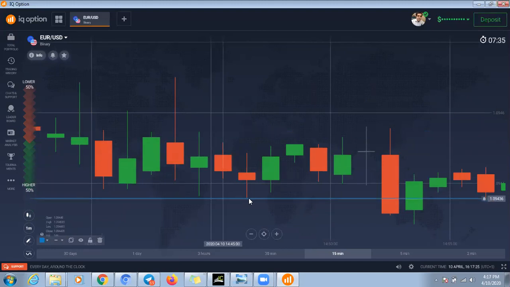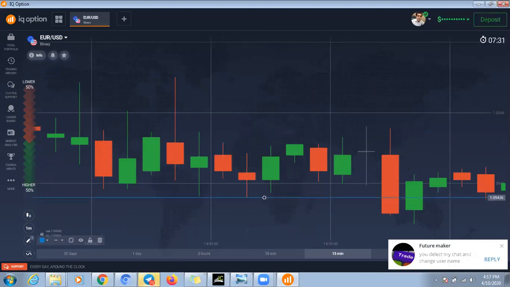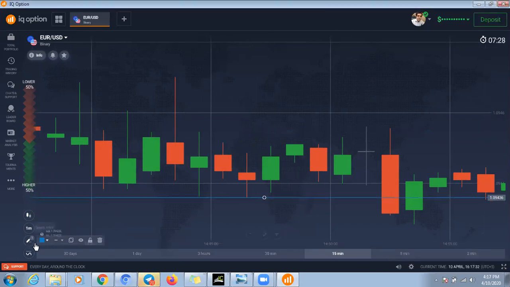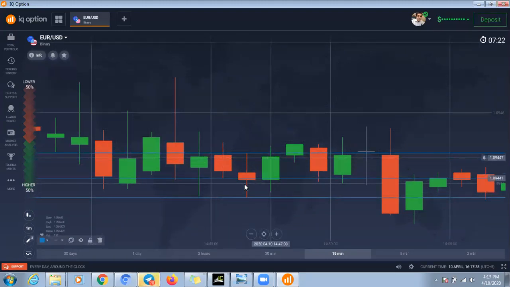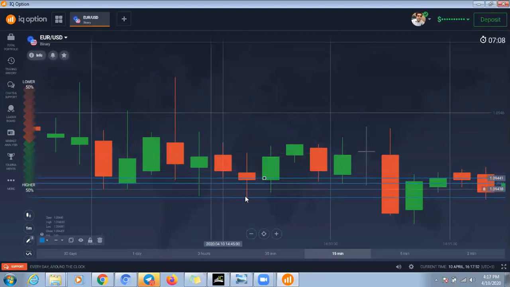Look at this level, but the body is here. Look at this level and this level. This wick shows a breakout. This level shows a breakout. So after a breakout, the candle must go up. It's a clear sign that this spinning top is not working here, because this candlestick will go up.